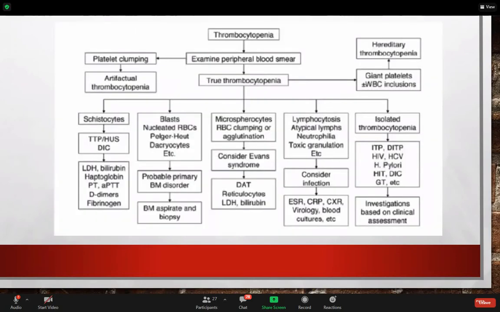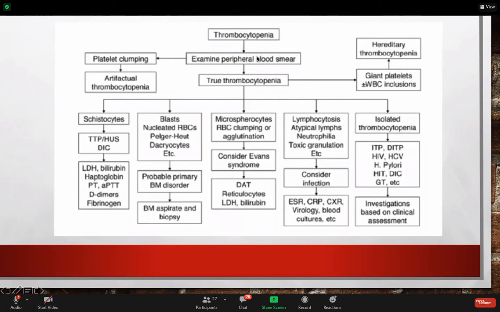Well, the approach to thrombocytopenia is as follows. First, we look at the smear. Why do we look at the smear? Because a lot of the time, although the lab reports low platelets, in fact the platelets are clumping and aggregating. That means this is a false thrombocytopenia.